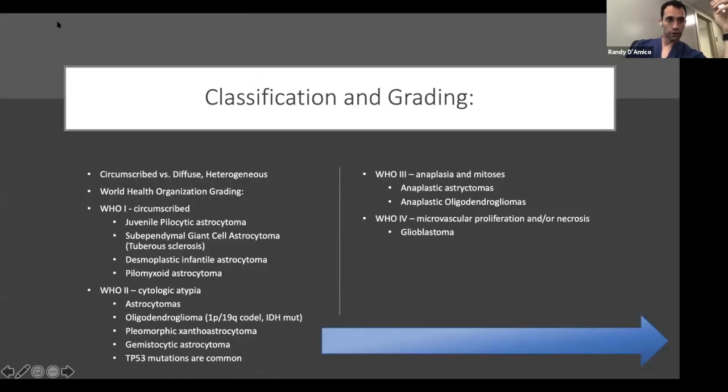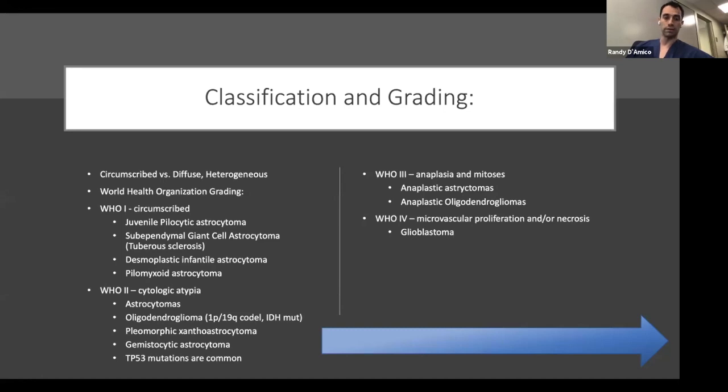So I mentioned before the classification and the grading system. We typically describe low-grade gliomas as either circumscribed or diffusely infiltrative or heterogeneous in their presentation. And we follow the World Health Organization grading system. And this has changed over the past 10 years. The most recent system uses not just histological markers, meaning that the pathologist looks under a microscope at what the cells and their microenvironment look like. But now we also use molecular markers. And this has changed a lot, number one, as science has gotten better, but also it changes how we treat tumors in general. And so WHO grade one is how we'll talk about a lot of things.